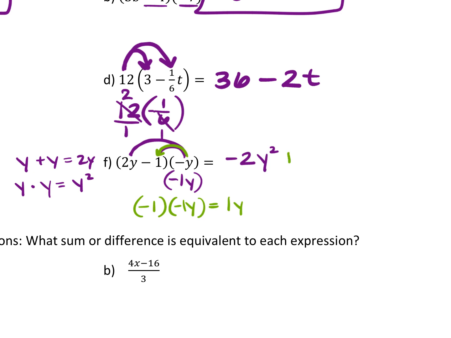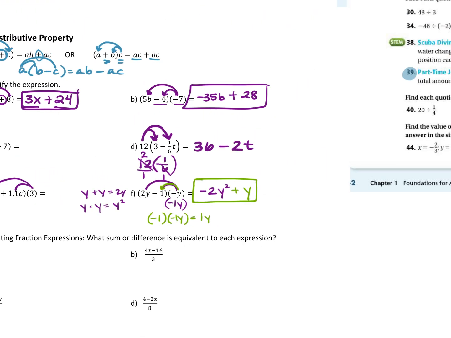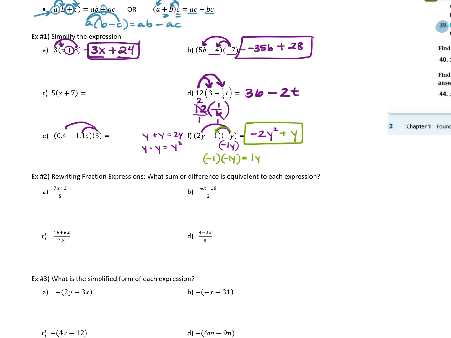Now, if you want to put the 1 in, it's fine. You don't need to, okay? So negative 2y squared plus y would be your setup. Questions on that? Okay. Then take a look at this.